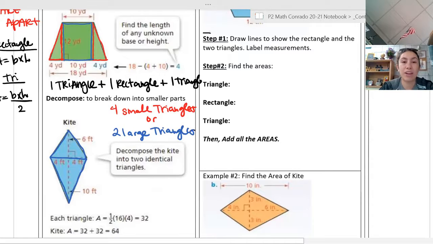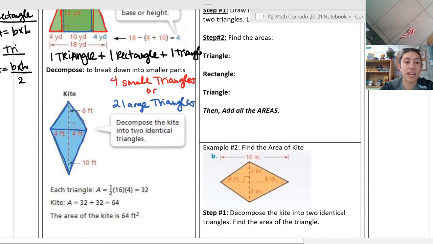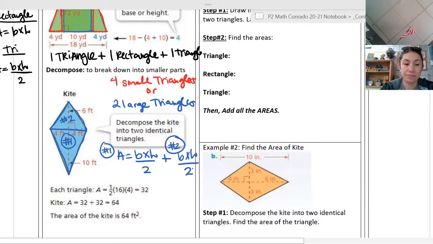So because we know the area formula for a triangle, we can find the area of a kite. The area of a triangle is base times height divided by 2. And because there are 2 triangles, we have to find the area for both triangles. We add them together and we get our area of a kite.